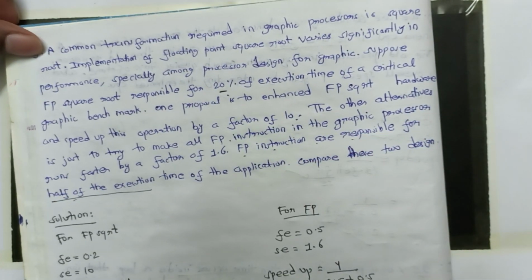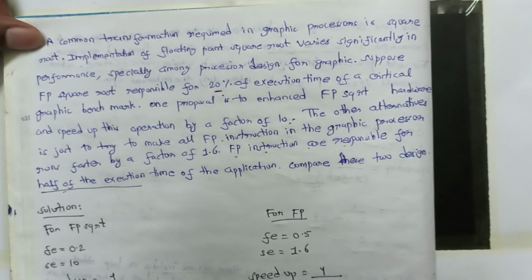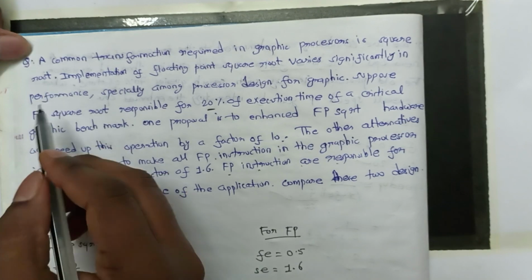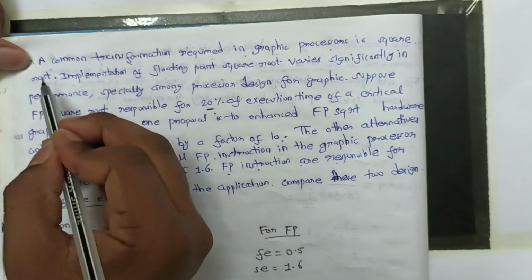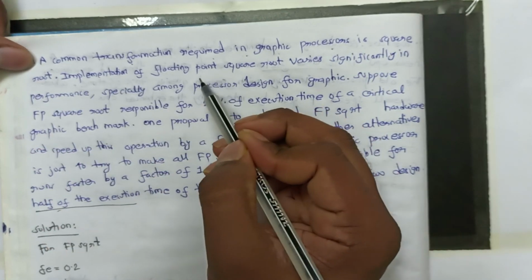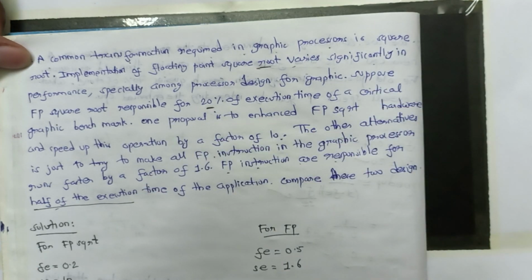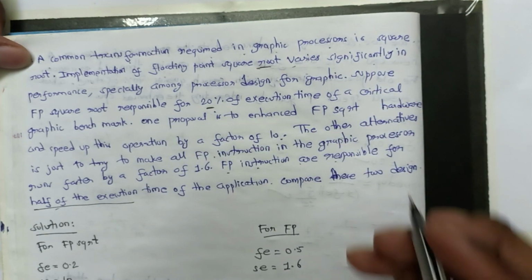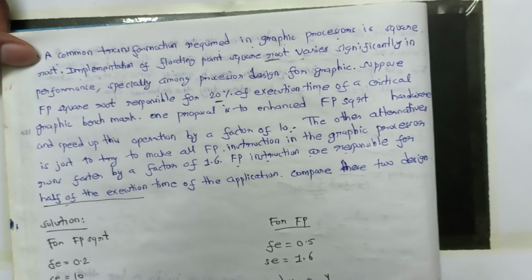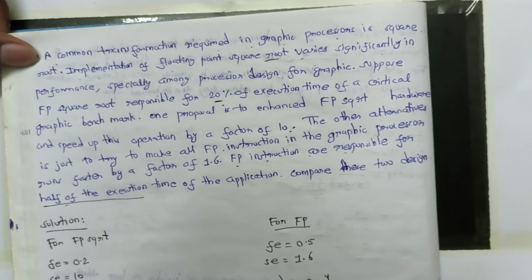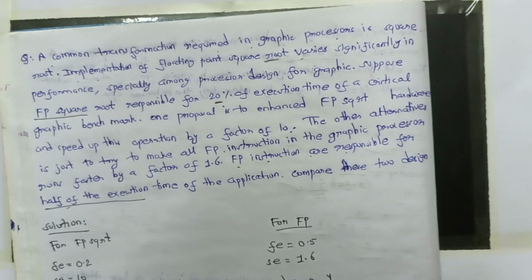In Amdahl's law, the question is a little bit lengthy, but the solution is very easy. So let's solve the question. A common transformation required in graphics processors is the square root. Implementation of floating point square root varies significantly in performance, especially among processors designed for graphics. Suppose FP square root is responsible for 20%. Here there are two options: one is FP square root and one is all FP. Let's solve the question.